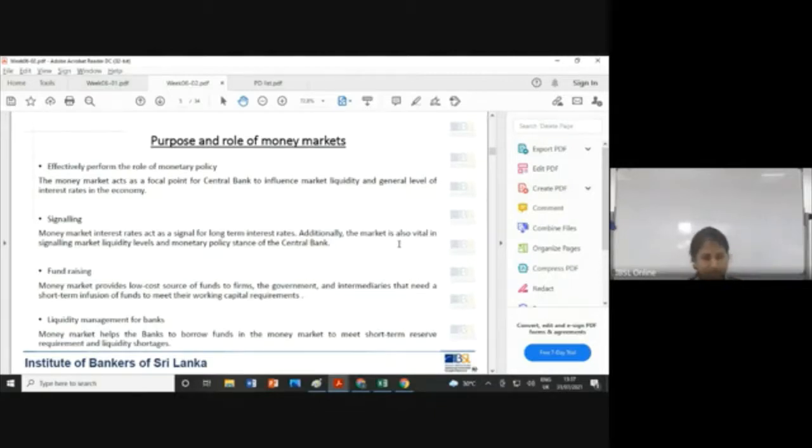So through the variable, central bank is able to first influence the short term market. They would immediately influence the current market liquidity. So that will first affect the short term segment, then it would create the ripple effect on the long term market. So you need a short term market to effectively perform the role of monetary policy.